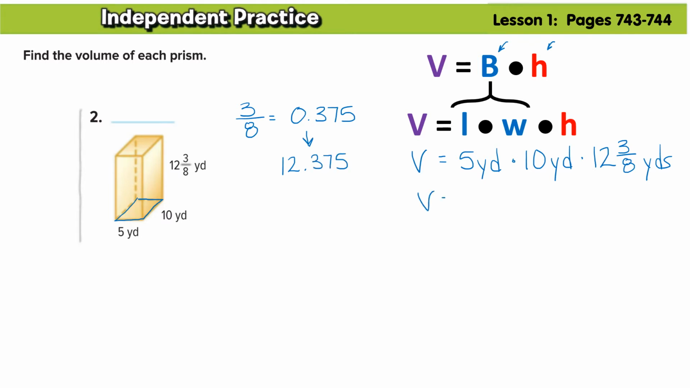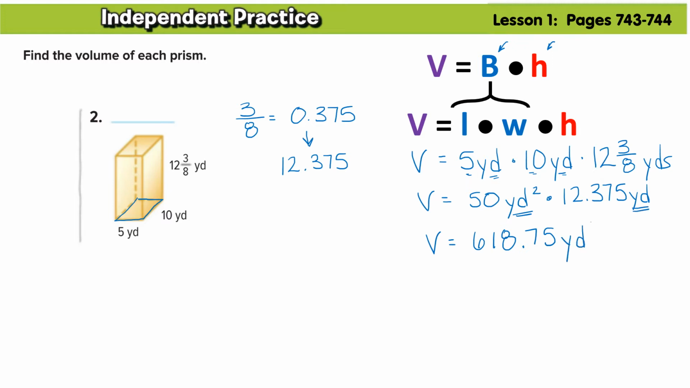So volume equals 5 times 10 is 50, and yards times yards is yards squared, times 12.375 yards. And when you multiply those numbers together, you get 618.75. We have yards squared times yard is yards cubed.